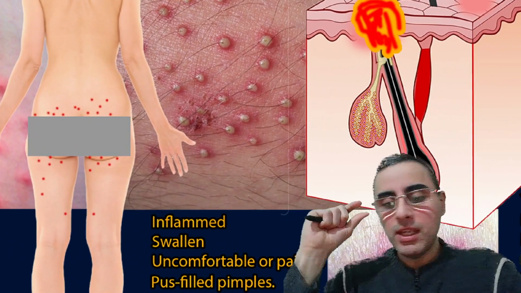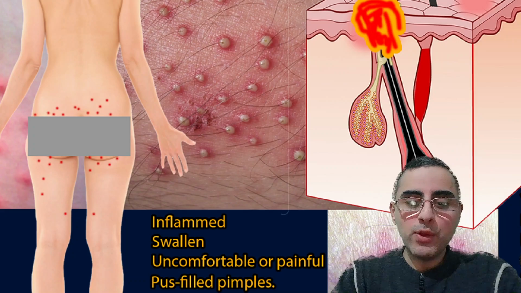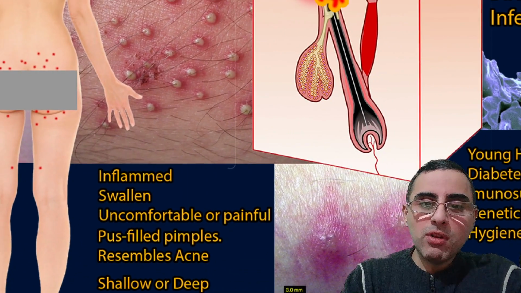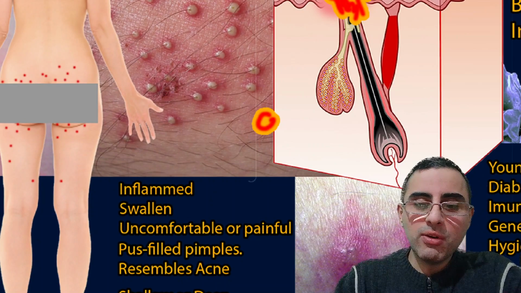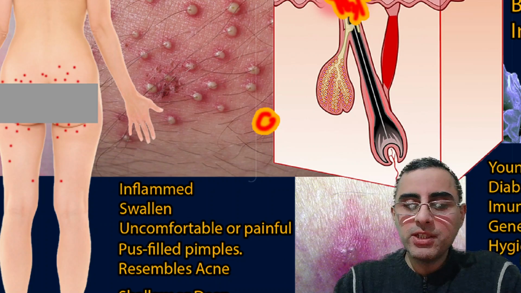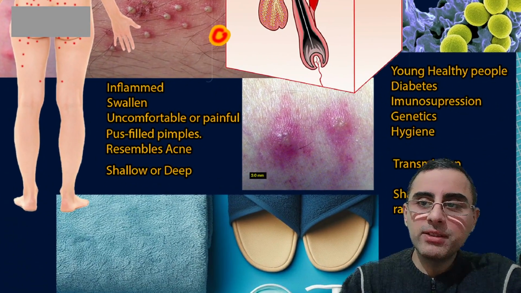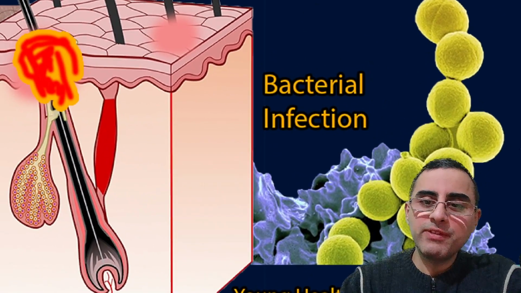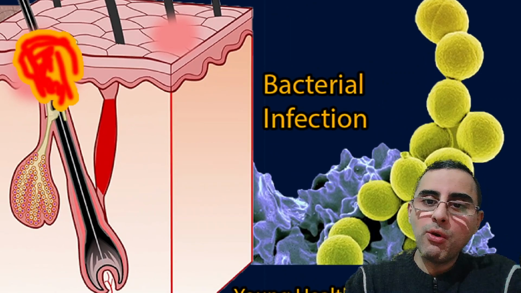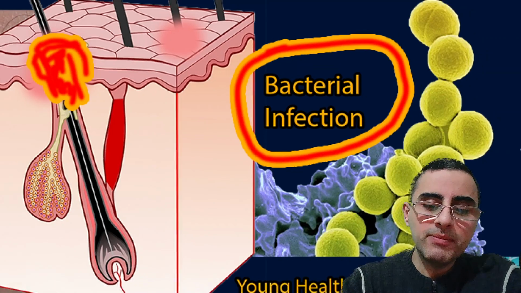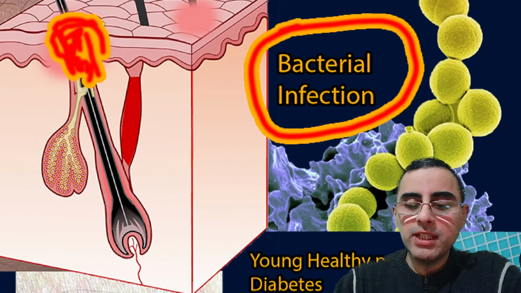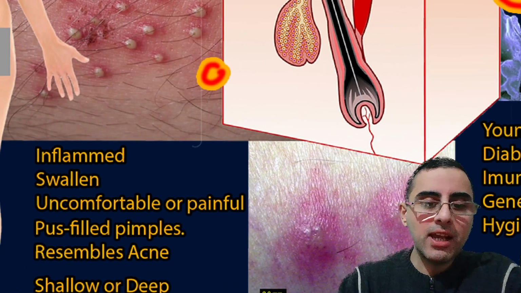What do people see and feel when they have folliculitis? These small pimples usually have a white tip, which looks like acne also, but it's different. Usually it's a bacterial infection, and the most common bacteria responsible for this infection is Staphylococcus aureus. It is a very common bacteria on our skin, and usually it occurs in healthy young people.